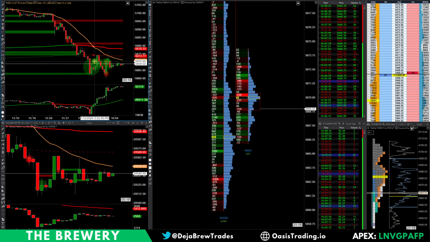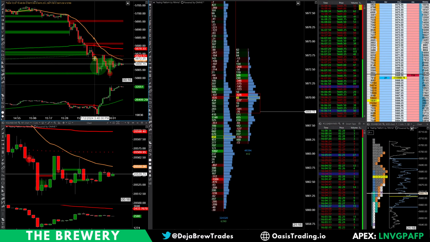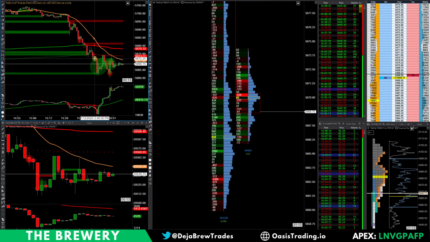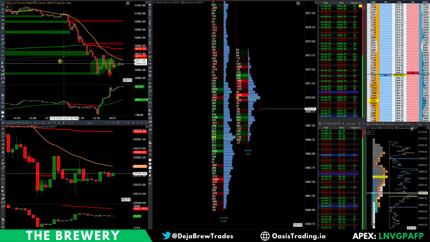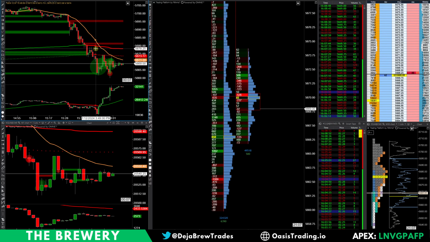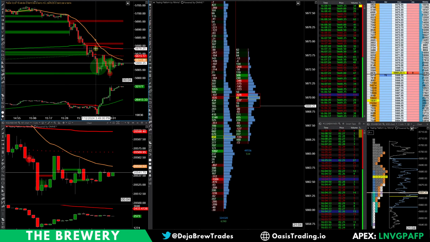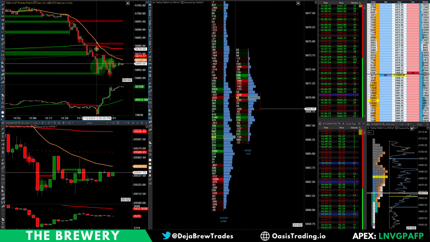So when I'm looking at this chart here, obviously it looks a little messy. There's a lot going on. So let's break it down piece by piece. The dotted line here and the solid line, the ones that are green and red, these are the two VWAPs that I like to watch on the 1-minute chart.